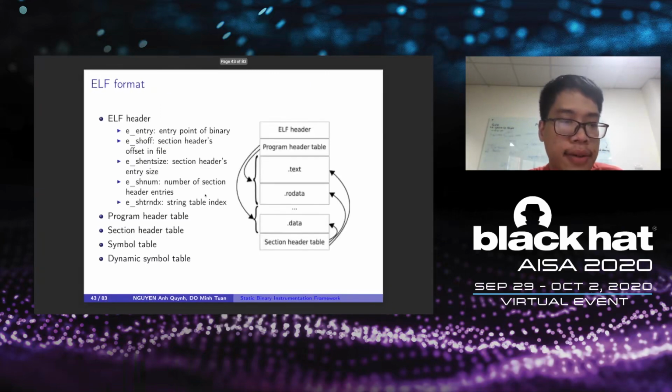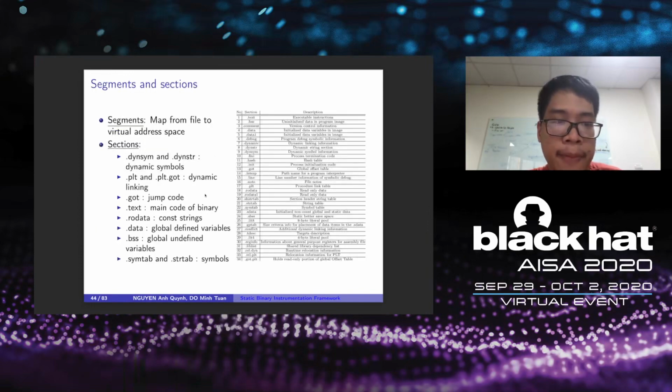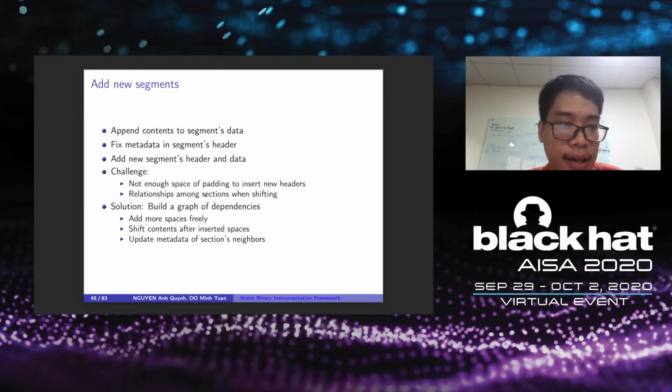Next, I would like to discuss the ELF file. The format has some headers, a symbol table, and a dynamic symbol table. In an ELF file, segments are also used to map from the file to the virtual address space. There are some sections such as .text, .data, etc. And in order to add a new segment, I try to append new data to the segment data, then fix metadata in the segment header or add a new segment header if necessary.